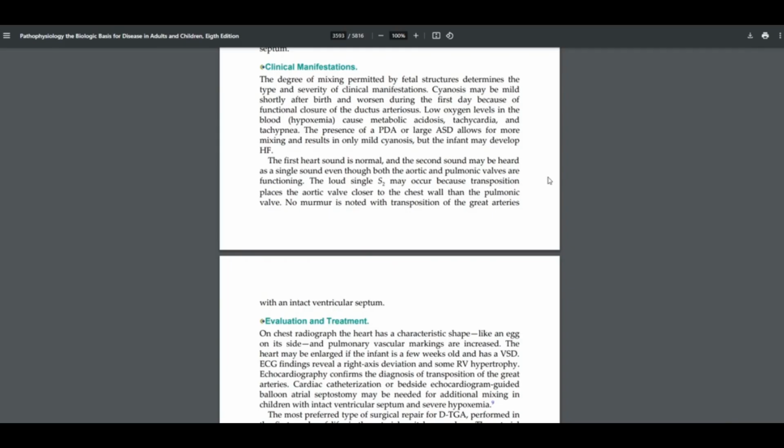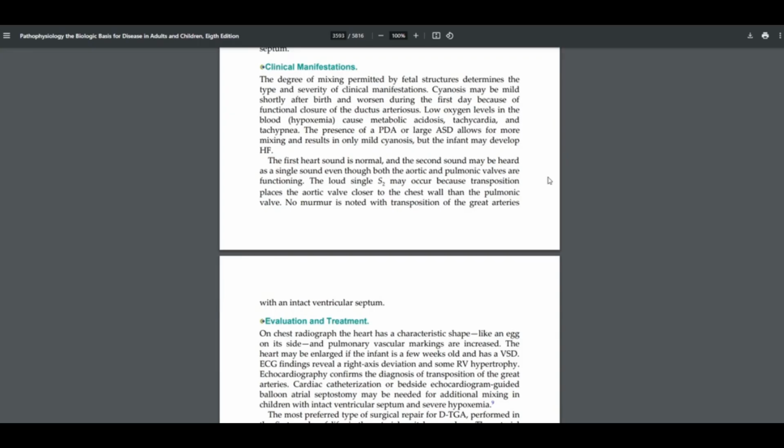Cyanosis may be mild shortly after birth or worsen during the first day because of the functional closure of the ductus arteriosus. Low oxygen levels in the blood, hypoxemia, cause metabolic acidosis, tachycardia, and tachypnea. The presence of PDA or large ASD allows for more mixing and results in only mild cyanosis, but the infant may develop heart failure. The first heart sound is normal.